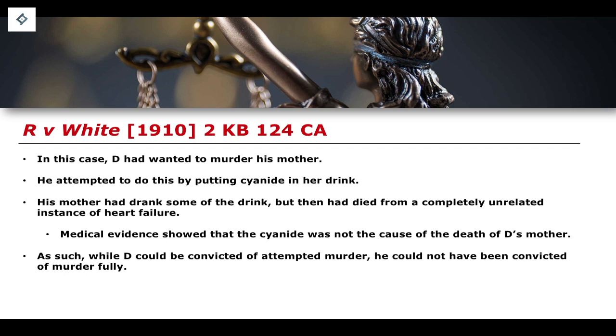he could not have been convicted of the murder fully, because if we were to apply a strict application of the but-for test, we would say, well, but for the actions of the defendant, would the victim still have died? And the answer to that question is yes, because if the defendant hadn't put the cyanide in her drink, then the mother would have still died from this completely unrelated instance of heart failure. And so as a result, you cannot argue that the defendant was the cause of the death, even if he wanted to be the cause of the death or intended to murder his mother.